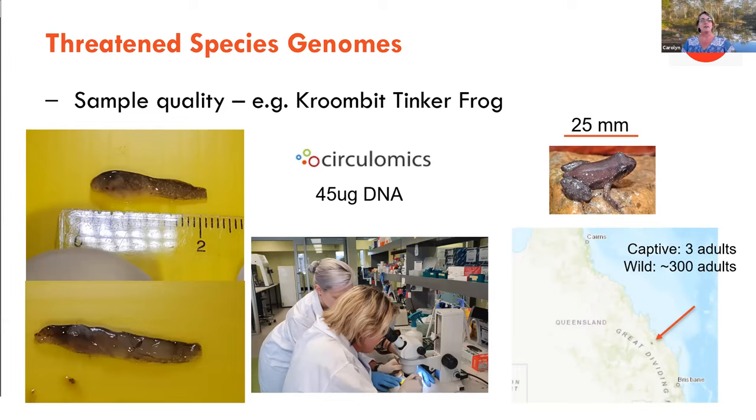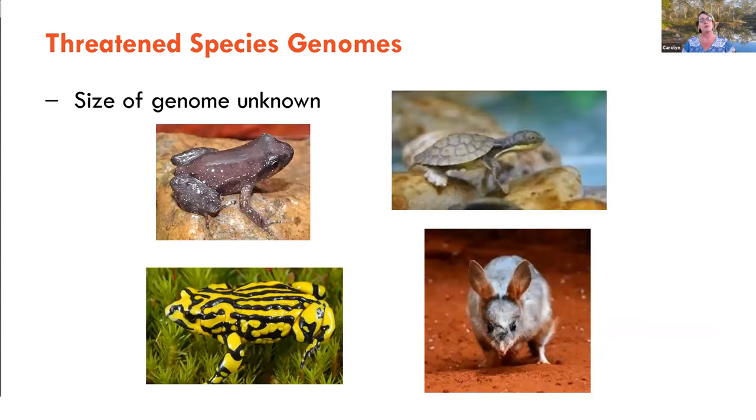And also, I think it's been a bit stressful for the AGRF team up at PacBio because they know the value of the sample, that we really, for this species, only have one shot at getting this genome to work. And as I said, one of the other critical problems we have is we just don't know the size of the genome. So with the Kroombit tinker frog, we didn't know the size of the genome, so we did some short read sequencing and we think it's about 1.9 gigabases.